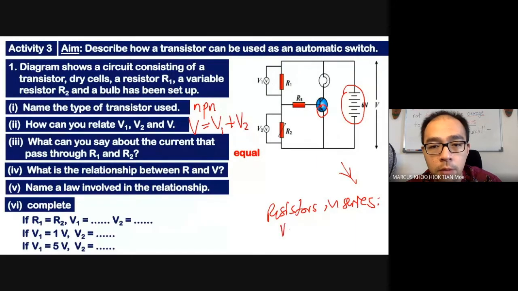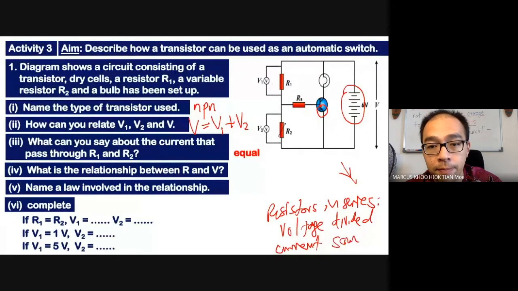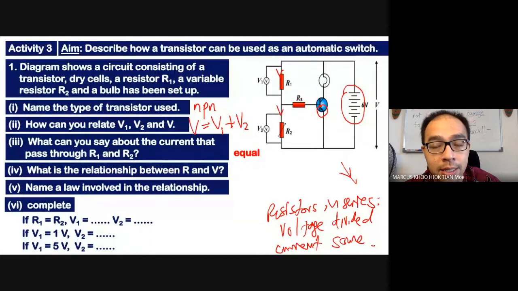Voltage is divided, but not necessarily equally, depending on the resistors. The bigger the resistor, the bigger the voltage. But the current is the same. For resistors in series, the current flowing here and the current flowing here is the same current. It's just that the voltage is different because of the different resistors.